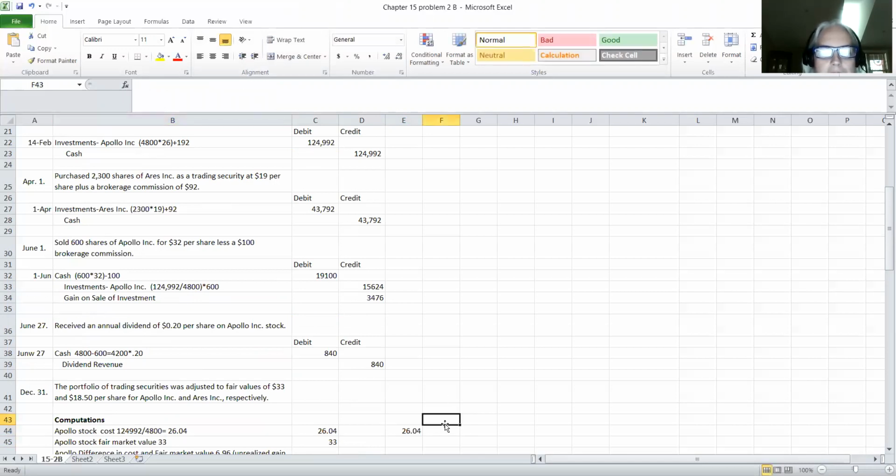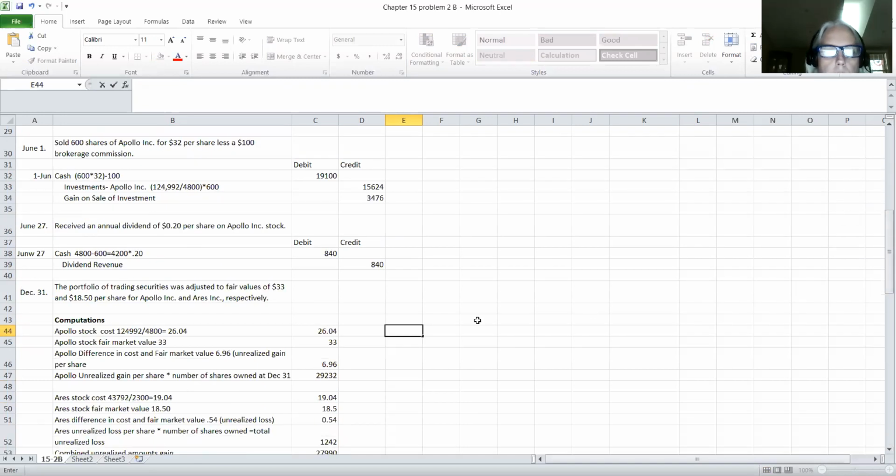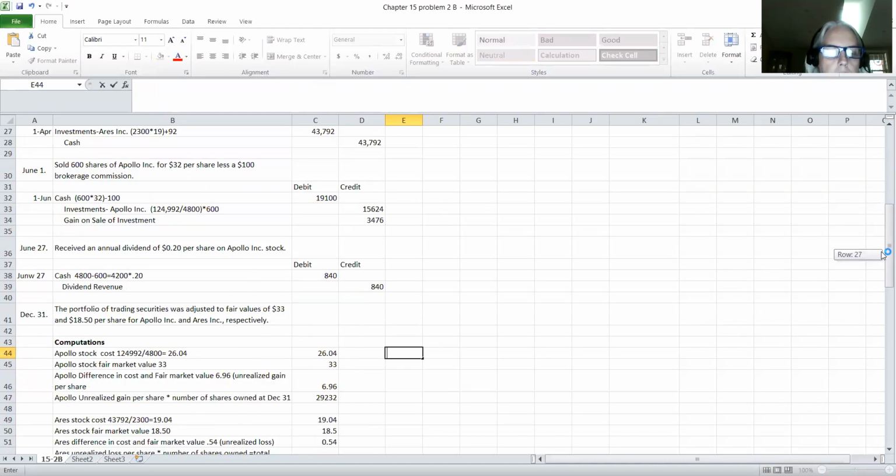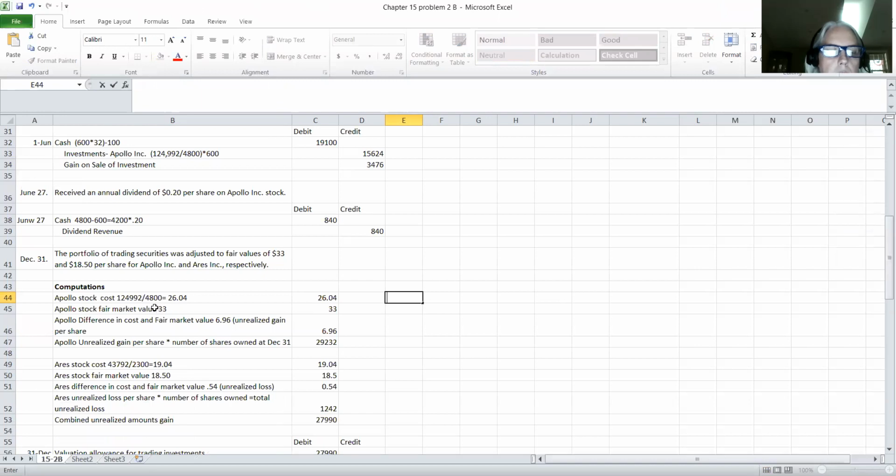All right, so 2604 is the cost per share of stock. Again, it's 124,992 from the transaction that happened on February 14th. And we divide it by 4,800 shares. That'll give us this 2604.